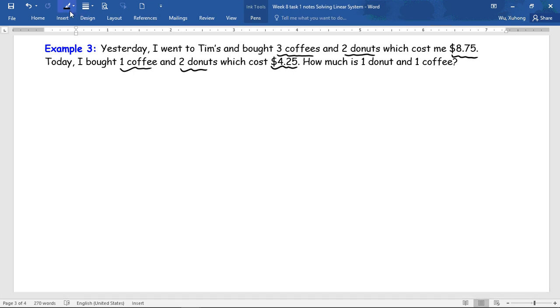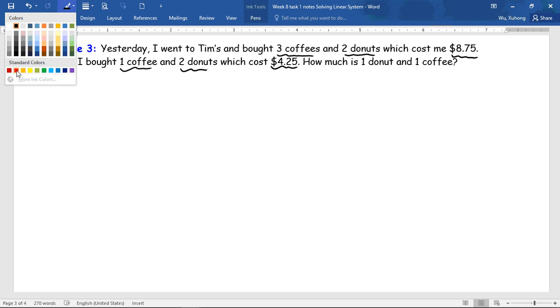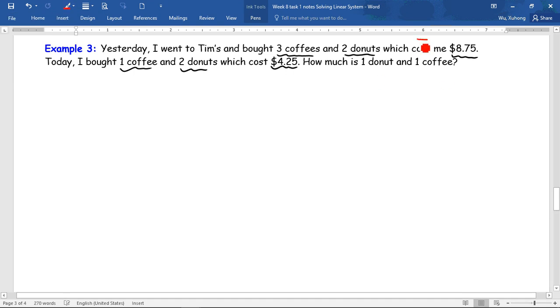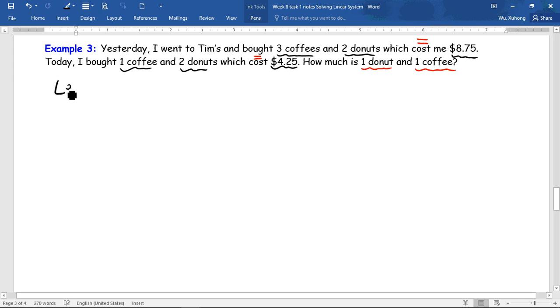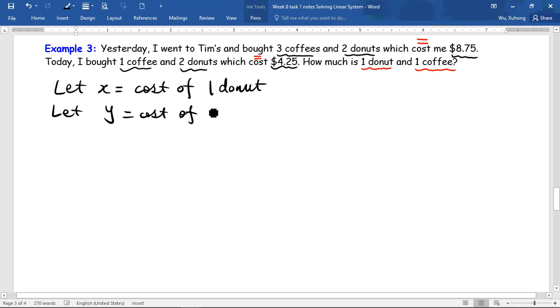Okay, so for this question, if it says cost, it means an equal sign here. And it asks you how much 1 donut and 1 coffee cost. We are going to introduce variables: let x represent the cost of 1 donut, and y equal the cost of 1 coffee.